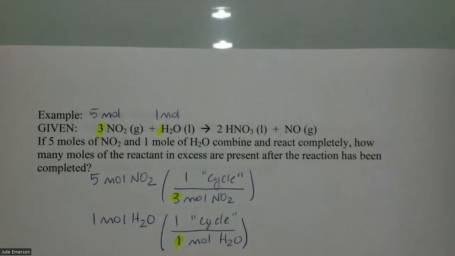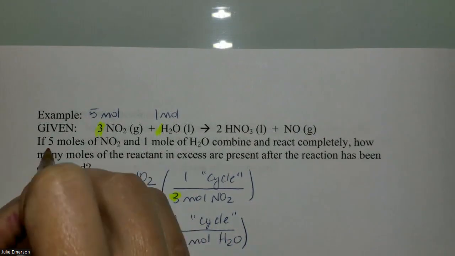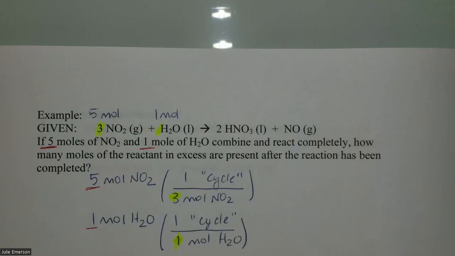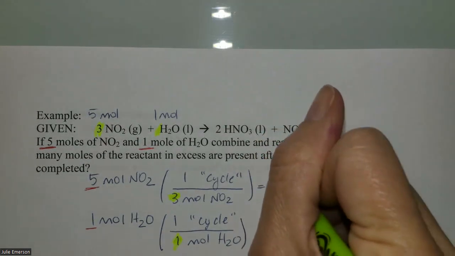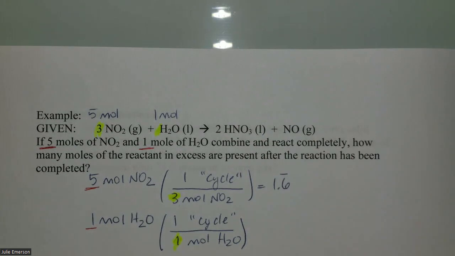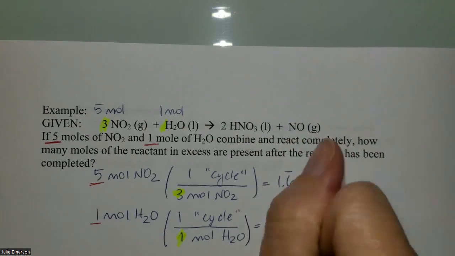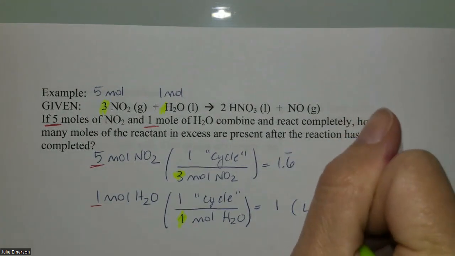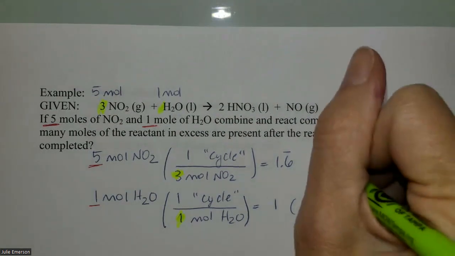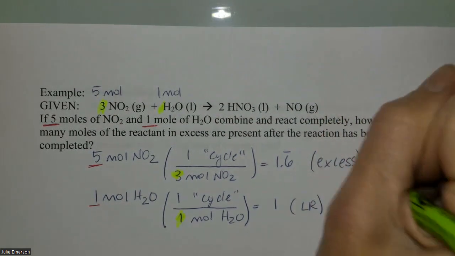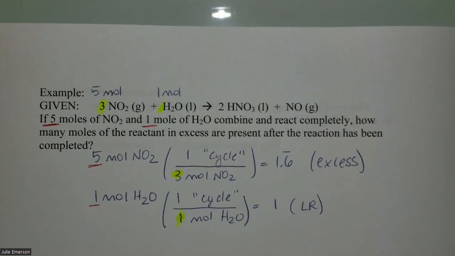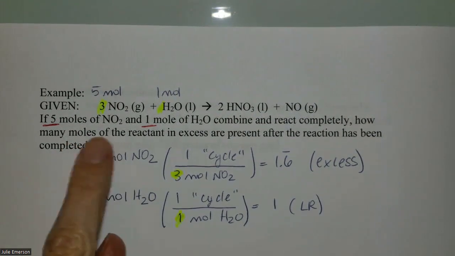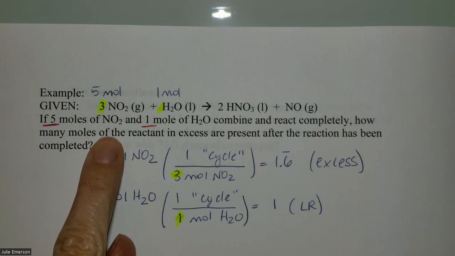And again, the 3 and the 1 are just coming from the balanced equation, the coefficients in front. All right, the 1 mole and the 5 mole, that's coming from the actual question. Those are the measurements. So if I look at the first substance, the NO2, you get 1.667, right? So I'll just put 1.6 repeating. And then for the water, you just get a 1. So what we can tell then is the water would be the limiting reactant. The NO2 would be excess, right? We're going to have extra of that left over. Question is, how many moles of the excess would we have left?